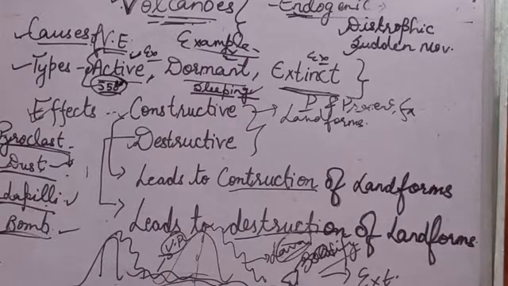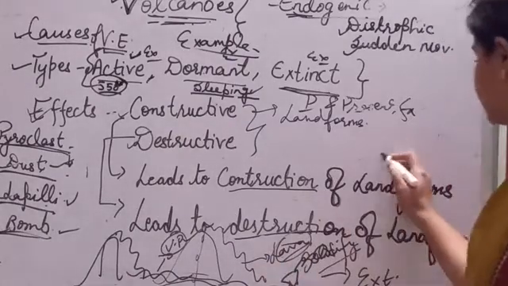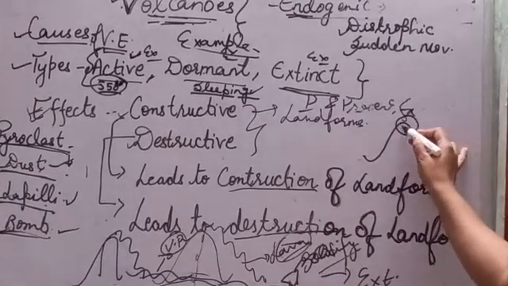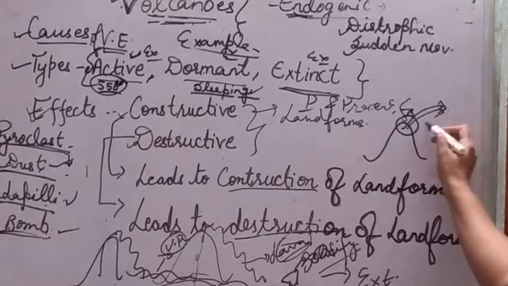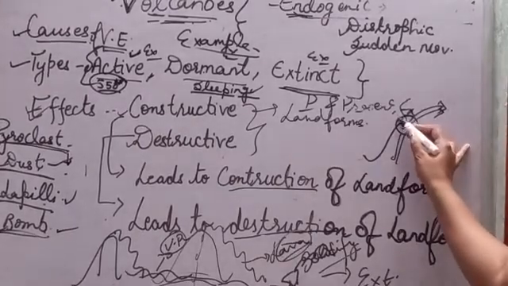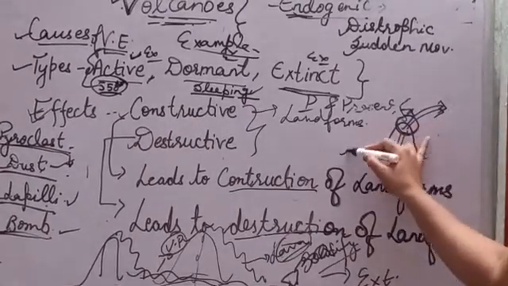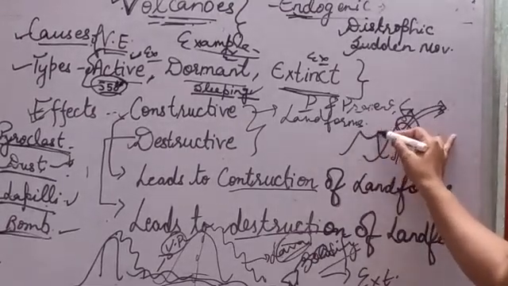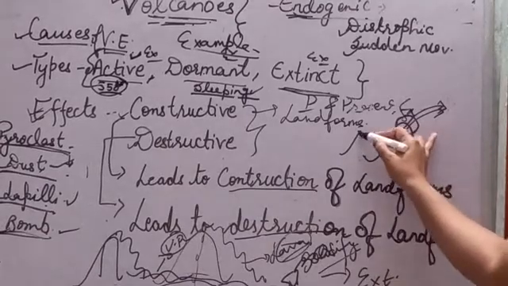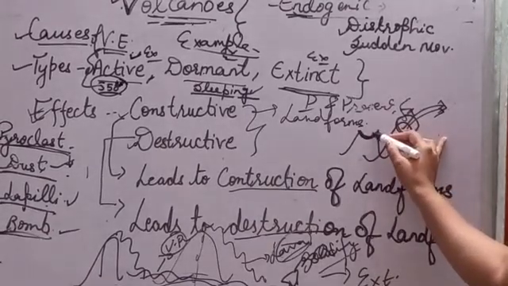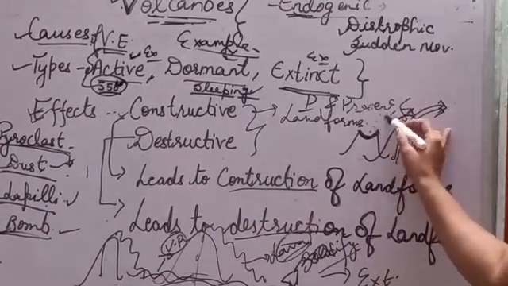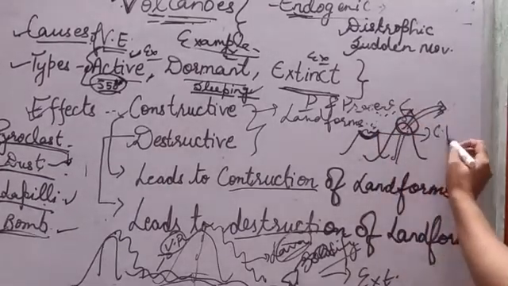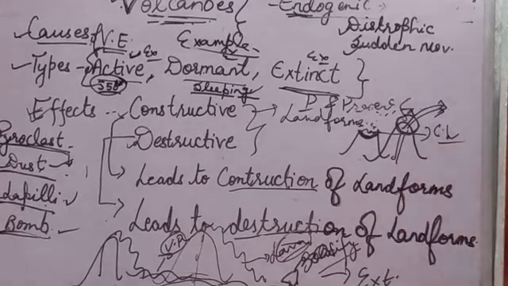And then caldera lake. What is a caldera? During volcanic eruption, what happens? The upper part of the volcano blows away due to the volcanic eruption, and it creates this structure. This is known as caldera. This U-shaped structure created here is known as caldera, and when it gets filled with rainwater, it forms a caldera lake.